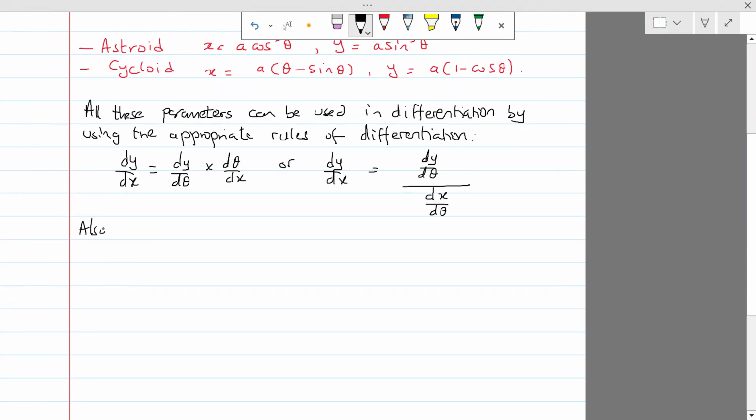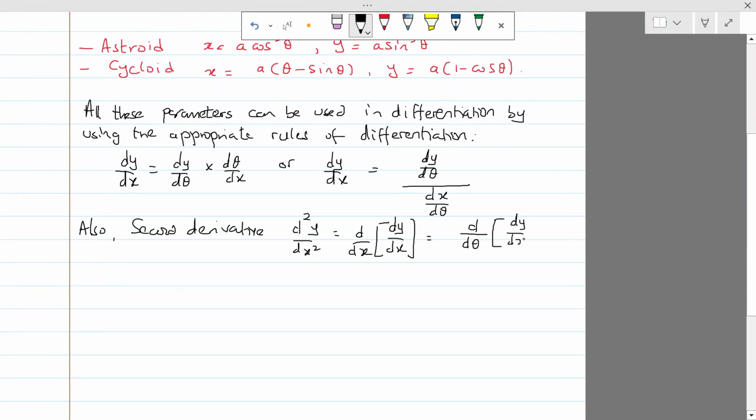Also, the second derivative, that is d2y by dx2, is the derivative with respect to x of, like you know, dy by dx. So this will become the derivative with respect to theta of dy by dx, over dx over d theta.